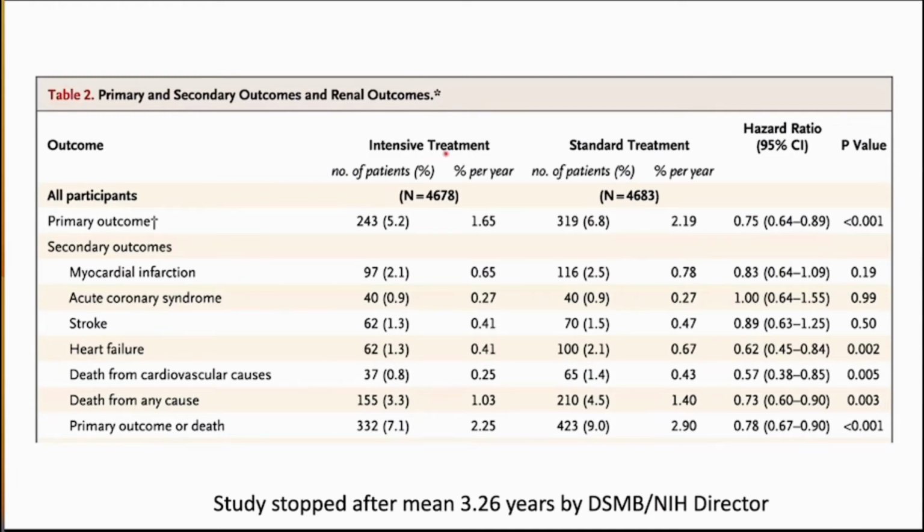So the bottom line of the study, what was the outcome? So in the intensive treatment arm, there were 4,678 participants. Remember, we're randomizing about 9,000 people. Of those 4,600, 243, or 5.2% in the intensive treatment arm developed a primary outcome. And in the standard treatment arm, which has a similar number of people, there were 319 outcomes, or 6.8%. So the fewer outcomes in the intensive treatment than in the standard treatment, and that corresponded to a hazard ratio of 0.75, in other words, a reduction in the risk of a primary outcome in the participants in the intensive treatment arm.